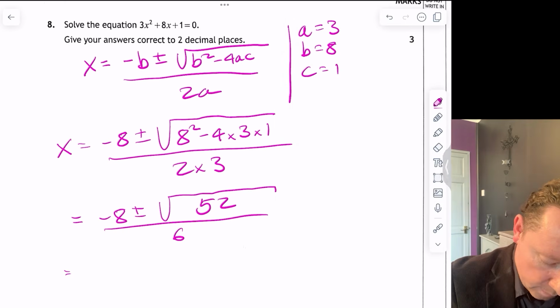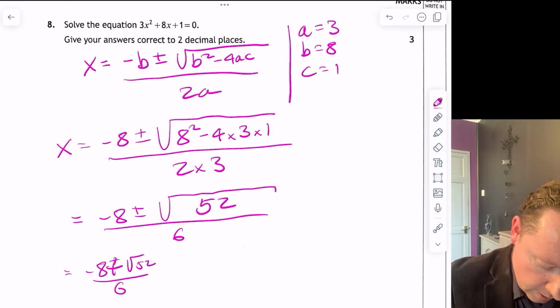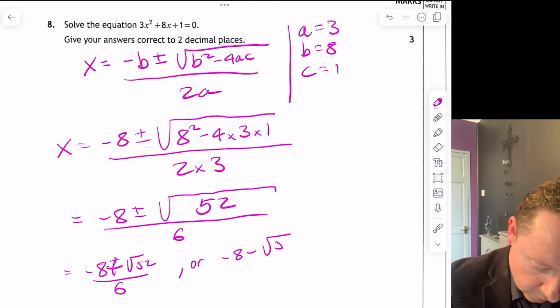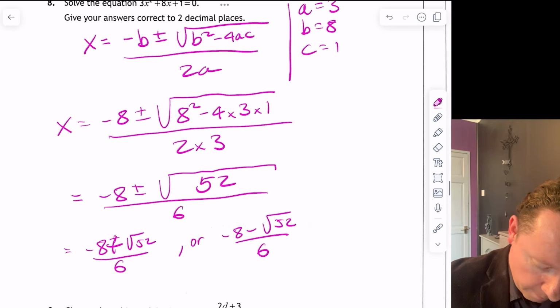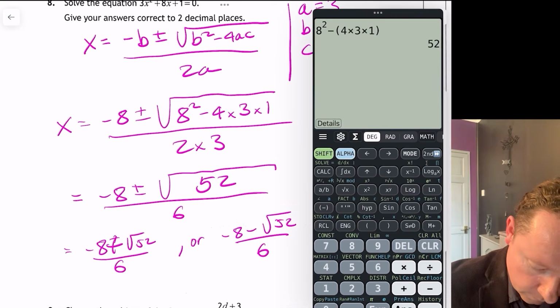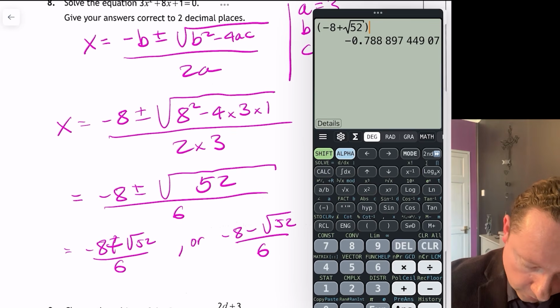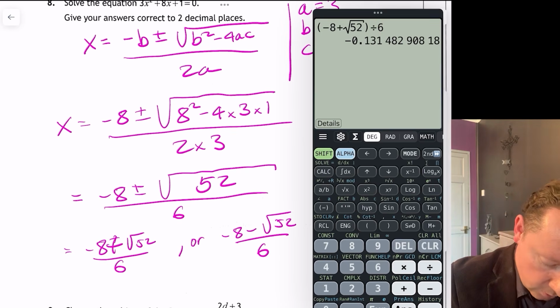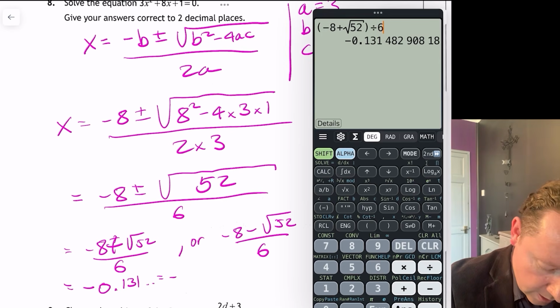So that gives me minus 8 plus root 52 over 6, or minus 8 minus root 52 over 6. So I'll work them out separately. Minus 8 plus root 52 over 6 is, rounded first, minus 0.131, which to 2 decimal places is minus 0.13. So there's my first answer.